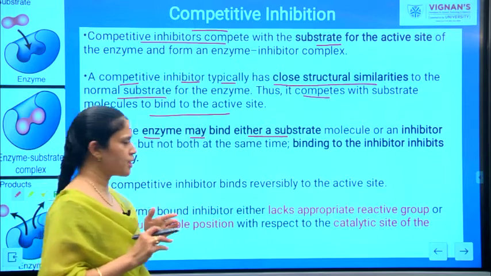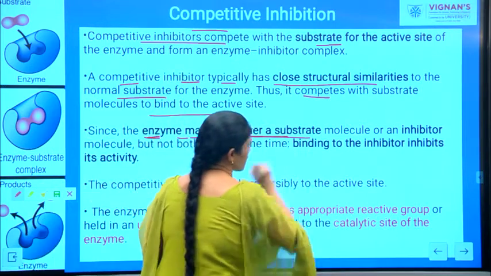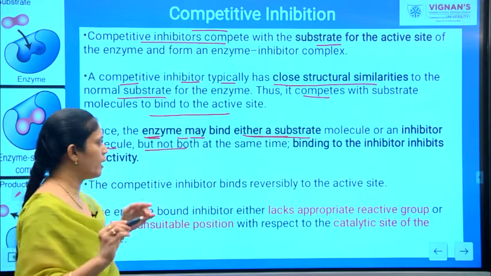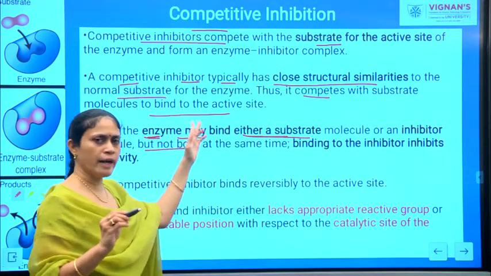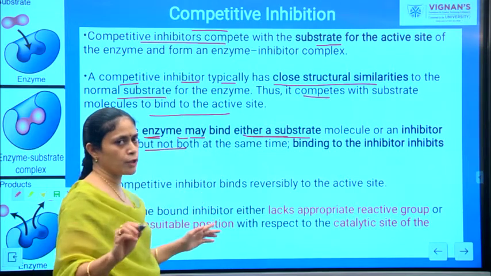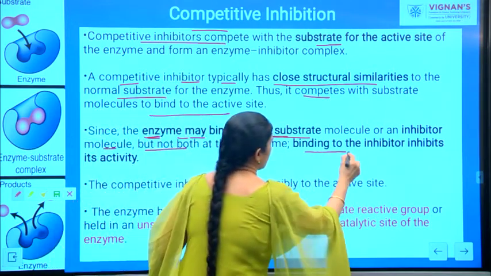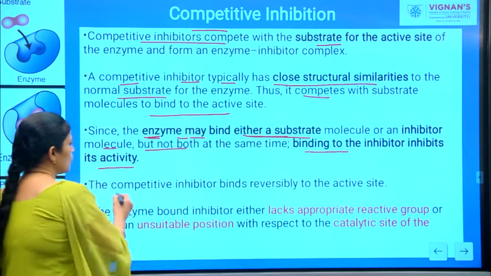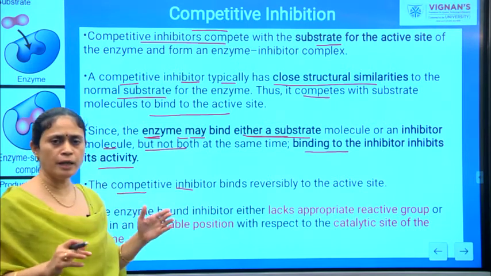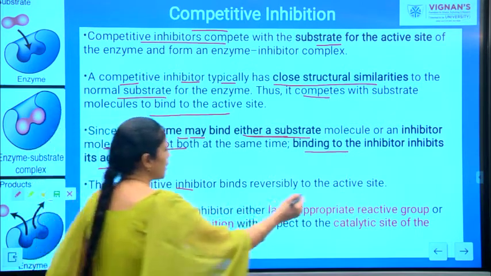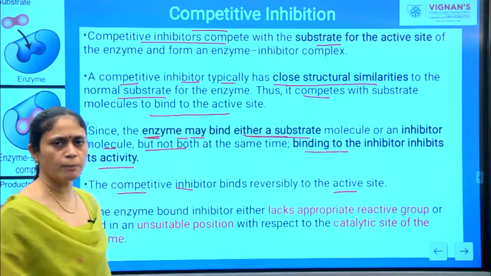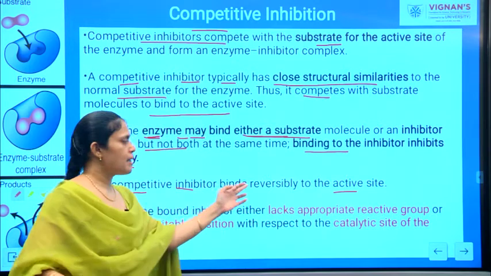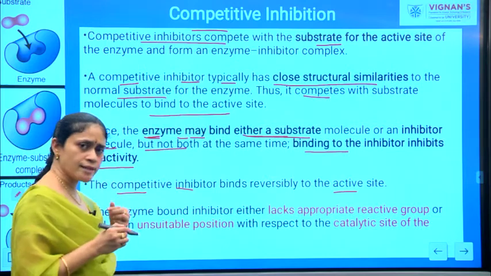So, in this particular situation, the enzyme may bind either to the substrate molecule or to an inhibitor molecule, but not to both of them. We have to remember this. The enzyme is going to bind either with the inhibitor or with the substrate molecule, but not with both. Binding to the inhibitor inhibits the activity of the enzyme. Moreover, competitive inhibitors bind reversibly to the active site of the enzyme. We are studying competitive inhibition under the category of reversible inhibition. That means competitive inhibitors bind reversibly to the active site of the enzyme.